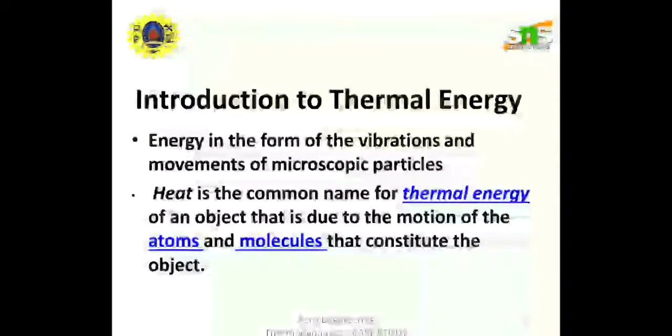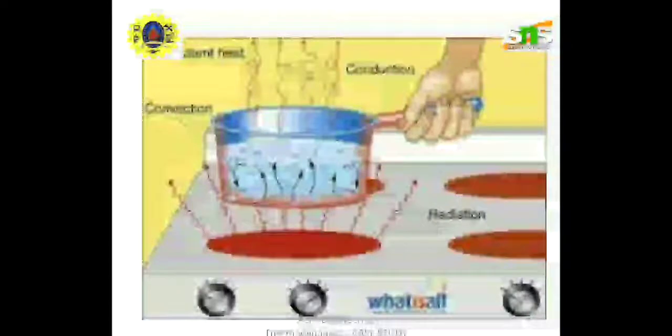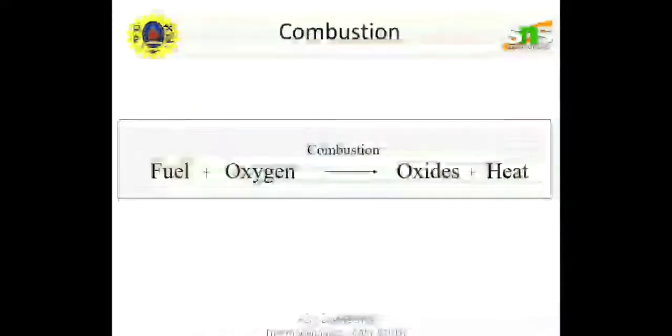Introduction to thermal energy. Heat is the common name for the thermal energy of an object that is due to the motion of the atoms and molecules that constitute the object, and energy in the form of the vibration and movements of microscopic particles. This is heat conduction mode. There is conduction, convection, and radiation. Latent heat will also be produced.